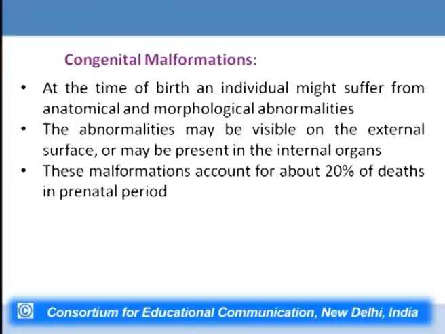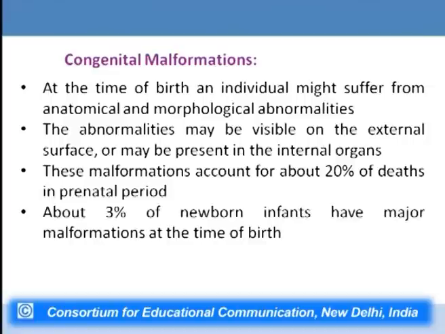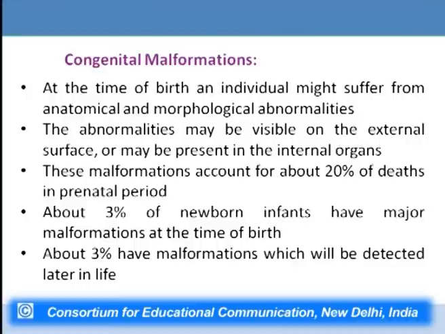So these malformations account for about 20% of all the deaths which occur in the prenatal period. Prenatal period is basically before the embryo gets implanted in the uterus. And about 3% of newborn infants have major malformation at the time of birth, which will lead to their death in the coming time. That means they do not survive to adulthood. And about 3% will have minor malformation which might get detected later in life.